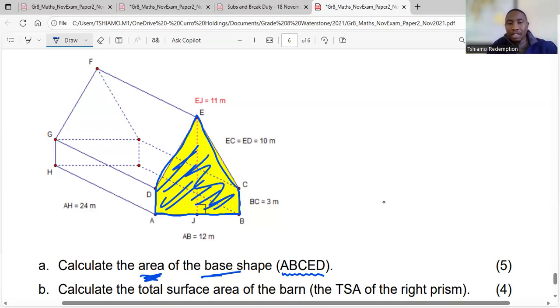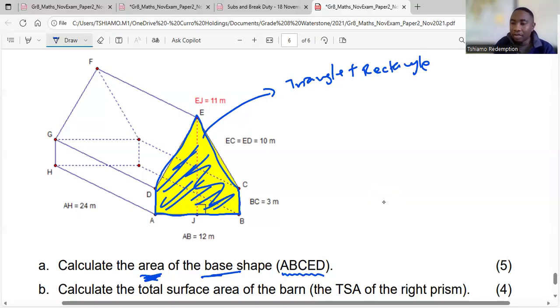So this shape is made up of two shapes. It's made up of a triangle, and it's also made up of a rectangle. So we're going to divide the two and then add them up together to find that. I'm going to say area will be of the total of the base. Let's say area of base will be area of the triangle plus area of the rectangle.